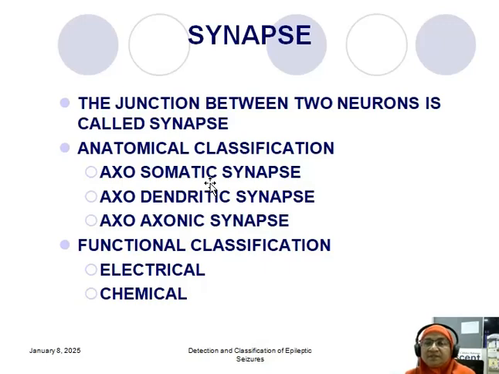Next we must know what the synapse is. The junction between two neurons is called the synapse. The synapse can be anatomically classified or functionally classified. Anatomically you can call it axosomatic, axon and cell body synapse, axodendritic, axon and dendrite synapse, or axoaxonic synapse. Usually the axodendritic synapse will happen. In functional classification, from the axon hillock, electrical signals will be transmitted and received by the other neuron, or chemicals will be transmitted to transfer the information from the dendrite through the axon to the other neuron.